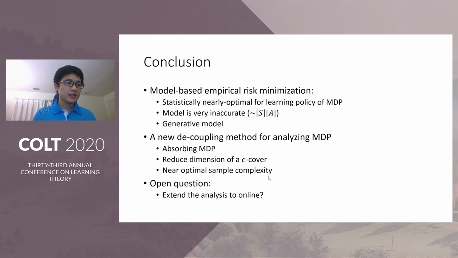Okay. So in conclusion, we show that model-based empirical risk minimization can achieve statistical near-optimality for learning the policy of a Markov decision process. In particular, the model we constructed is of size S times A, which is very small compared to the full model size. We are establishing a new decoupling technique to analyze this Markov decision process in order to establish our bound. As an open question: can we extend this analysis to the online setting? Thanks.